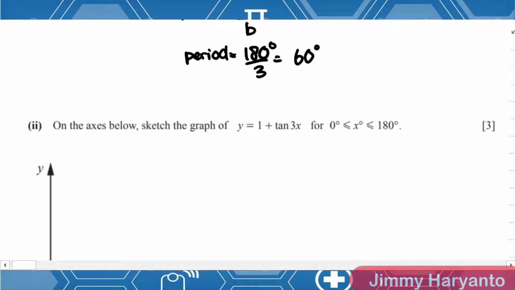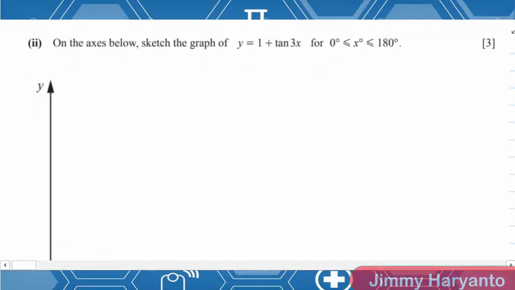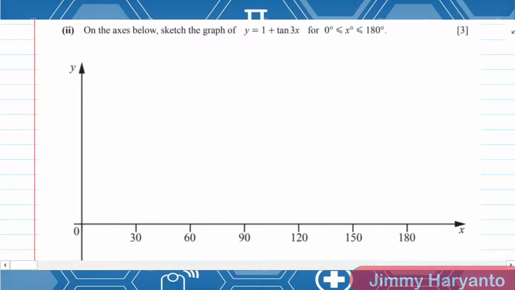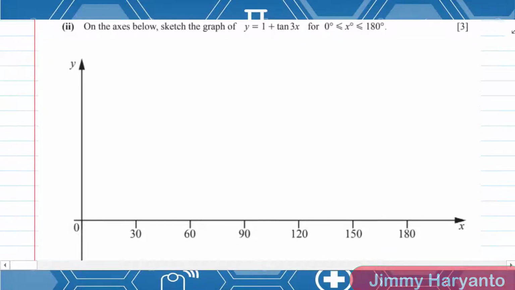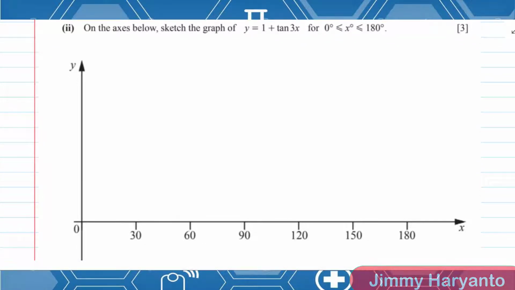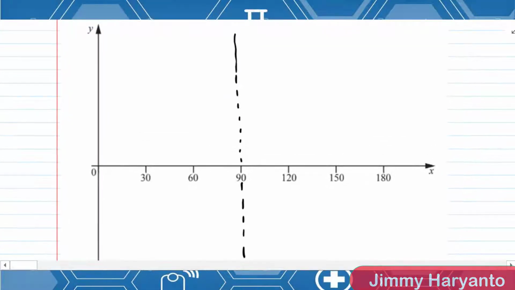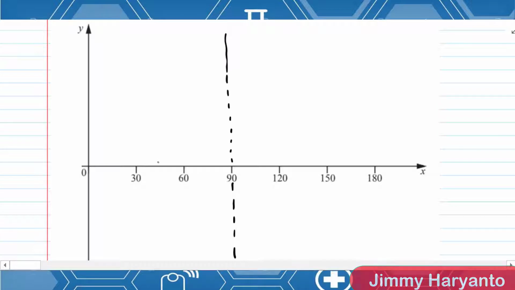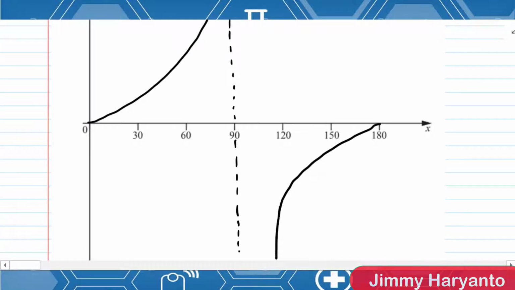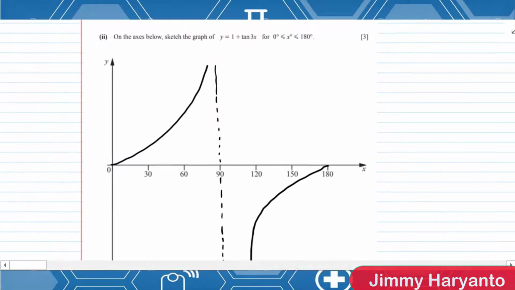After that, we have to draw the graph for y equals 1 plus tan 3x. Okay, so for the first one, we have to know the graph of the original tan. It will be like this. And then we have also the asymptotes at 270 later, but we don't need that. So the graph will be like this. This is one cycle. Yeah, one cycle means one period.